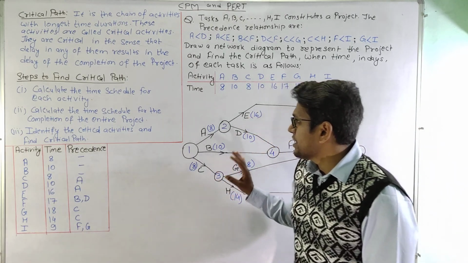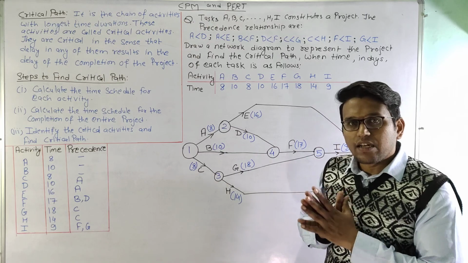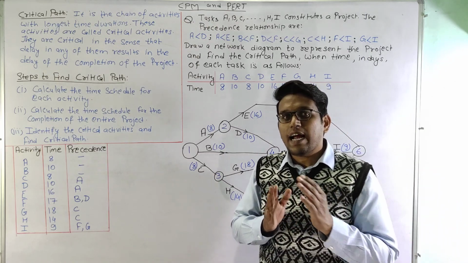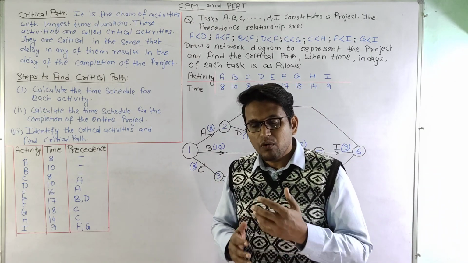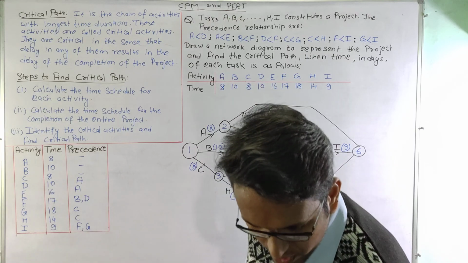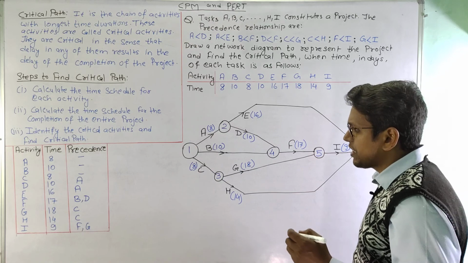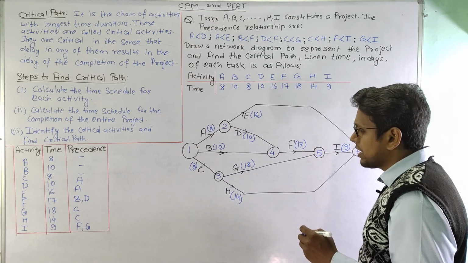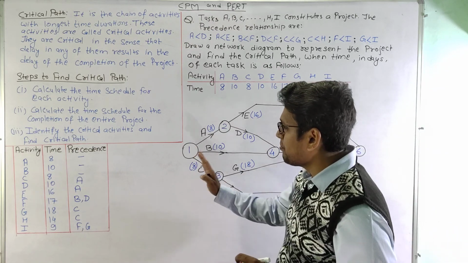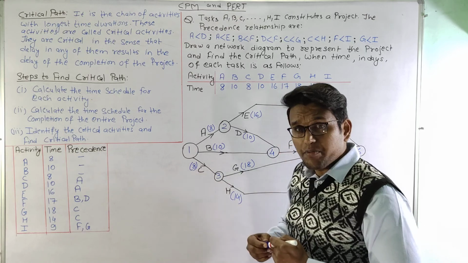Now we have drawn the network. We need to calculate the earliest and the latest time. So how can we calculate? First, we will calculate the earliest time. To calculate the earliest time, we will use the forward pass method. Now what is the forward pass method?